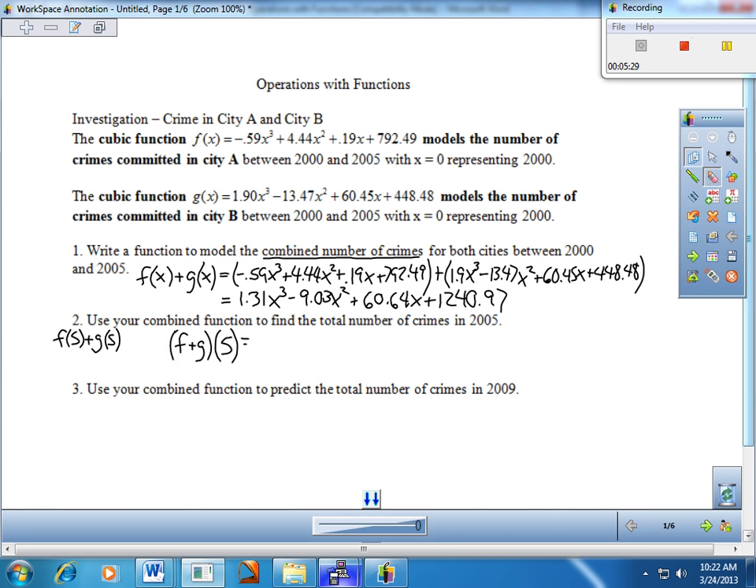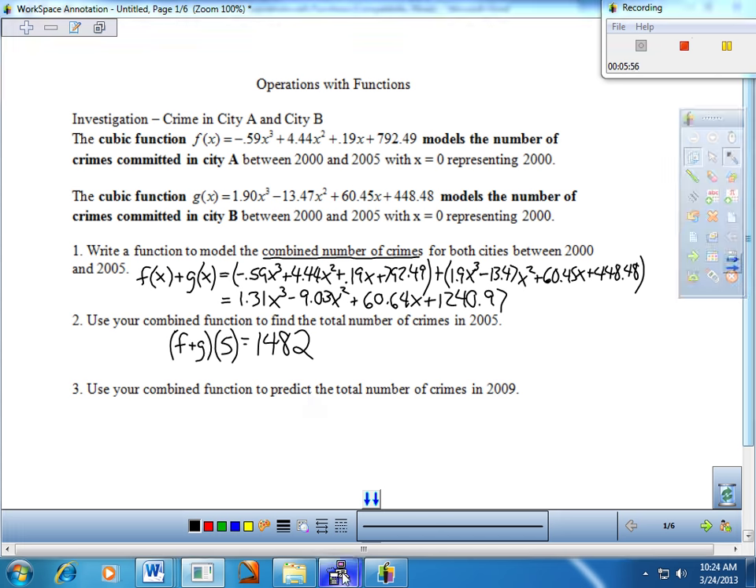But let me go ahead and quickly get rid of that, lest it get in our way. And I think we saw something around 1482 on the calculator. Didn't get a great look at it, but I'll go with it. So about 1,482 crimes in both cities in that particular year. Now again, this number for number 3 is going to fall outside our model, so it's a prediction. So total number of crimes for 2009.